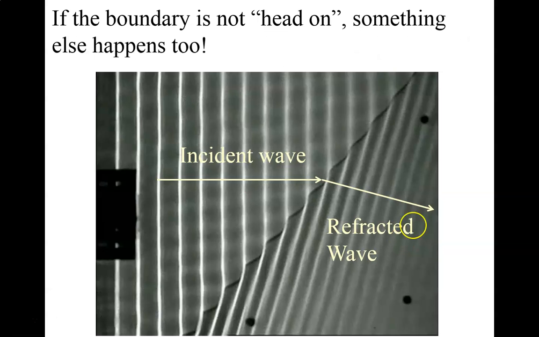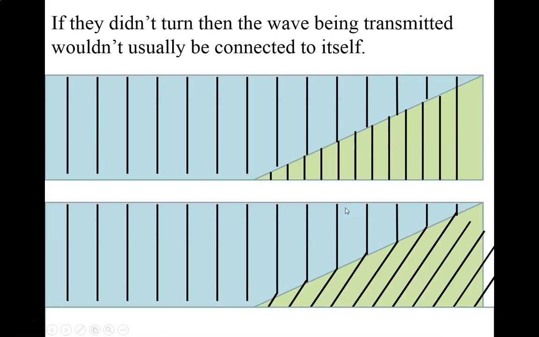One is that the only way for the wave fronts to remain connected in the new medium is for them to bend. Okay, so notice how these lines are still connected, and they're not jaggedly detached. The only way for that to happen is for the waves to make that turn.